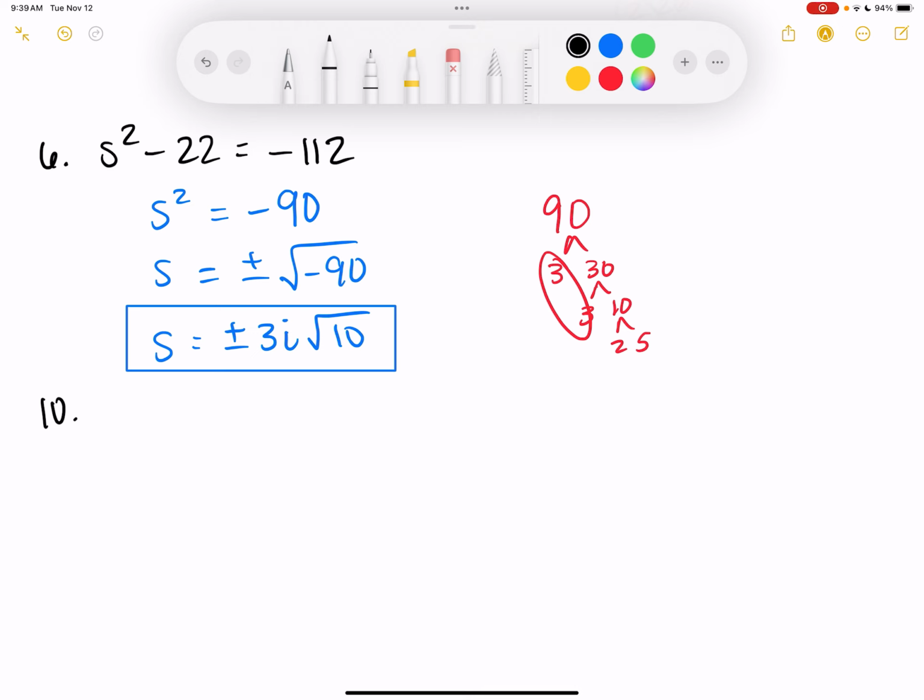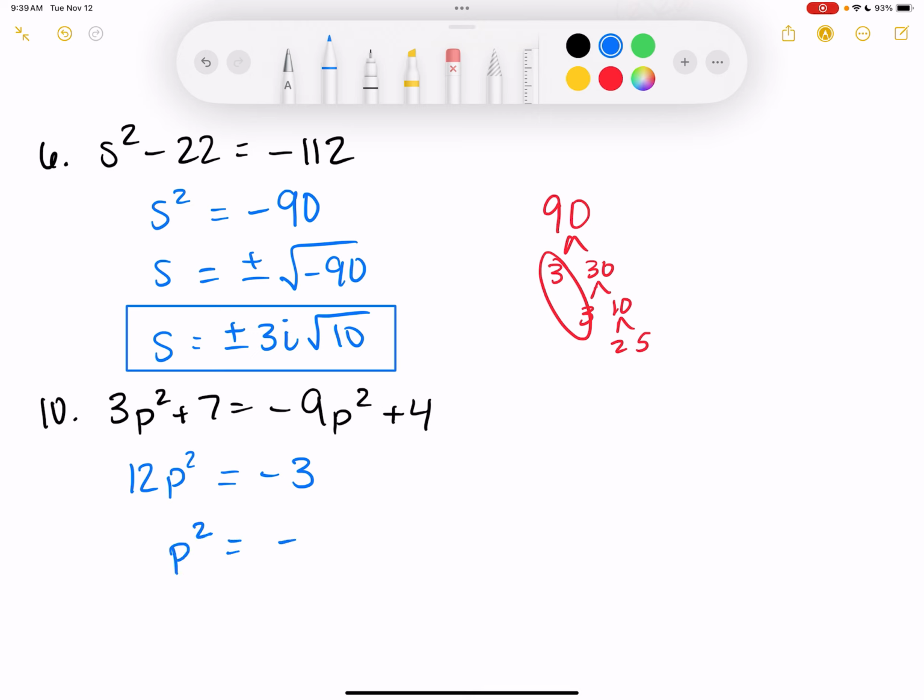All right, number 10. 3p squared plus 7 equals negative 9p squared plus 4. Whoa. All right, what do we think needs to happen here? We need to get all the p's on one side and all the not p's on the other side. Yep. So I get 12p squared equals negative 3. Divide by 12. P squared equals negative 3 over 12, which is negative 1/4.